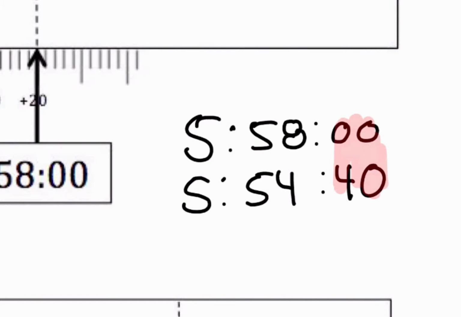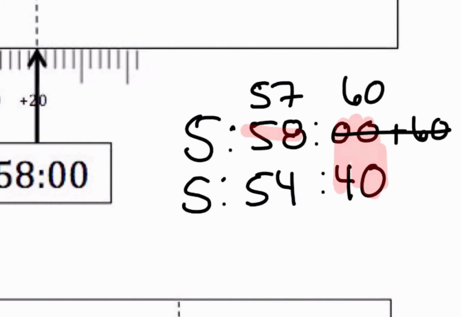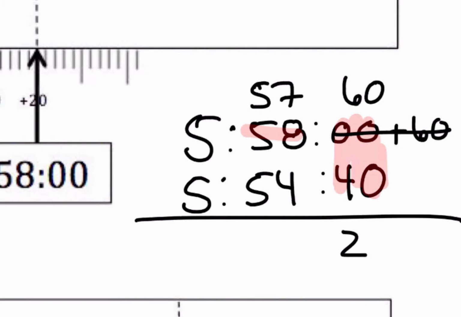So in order to solve for that, I'm going to borrow a minute from this 58 right here. When I borrow a minute from it, it becomes 57, and I'm going to add the 60 seconds right here. When I add those 60 seconds, I have 60 plus the double 0. I now have 60. This no longer exists. And 60 minus 40 is 20. Then I'm going to take 57 minus 54, and that's 3. We have 3 minutes and 20 seconds.